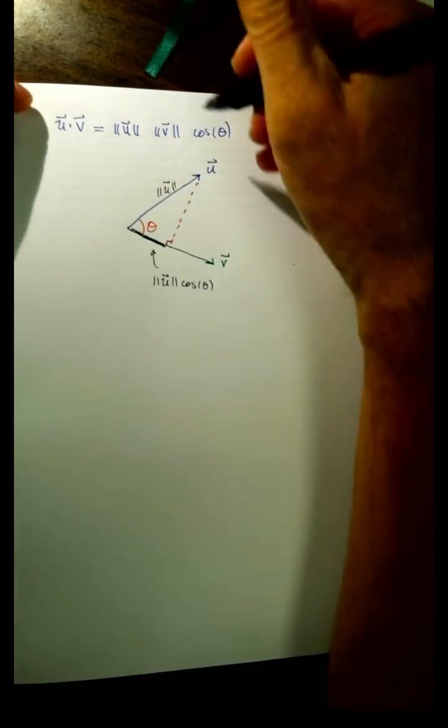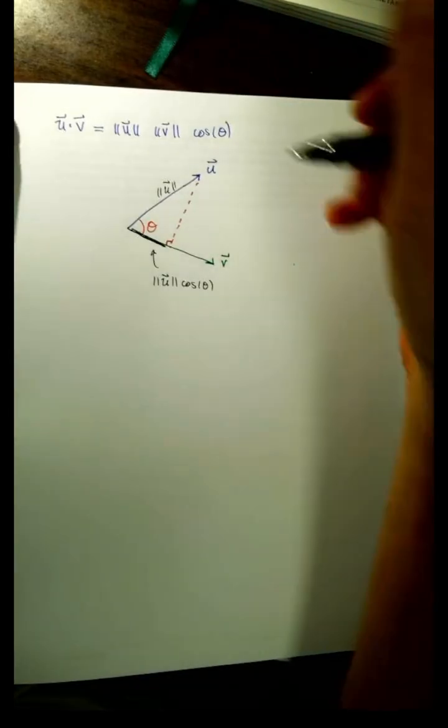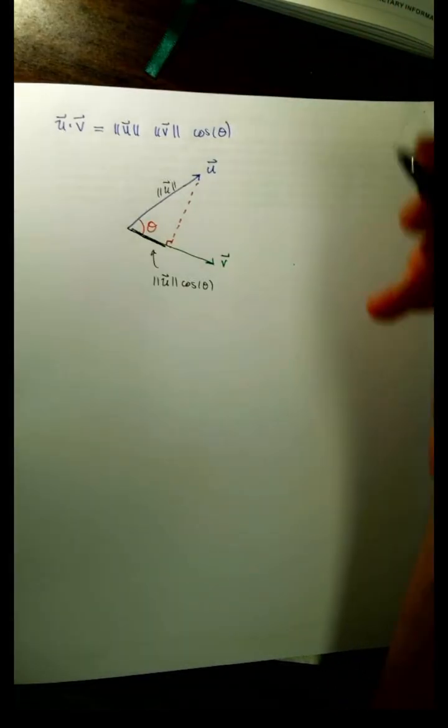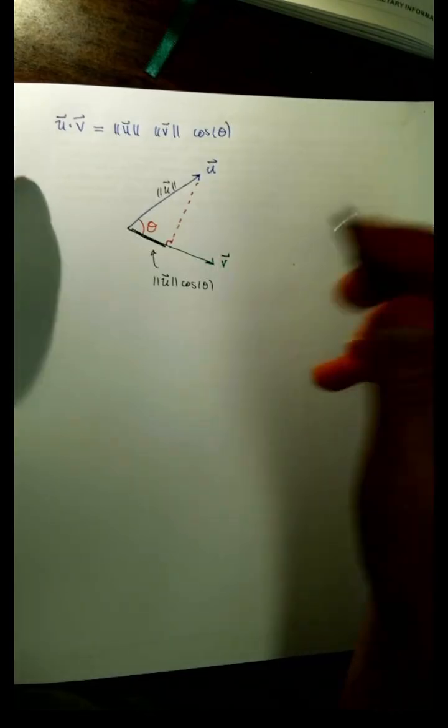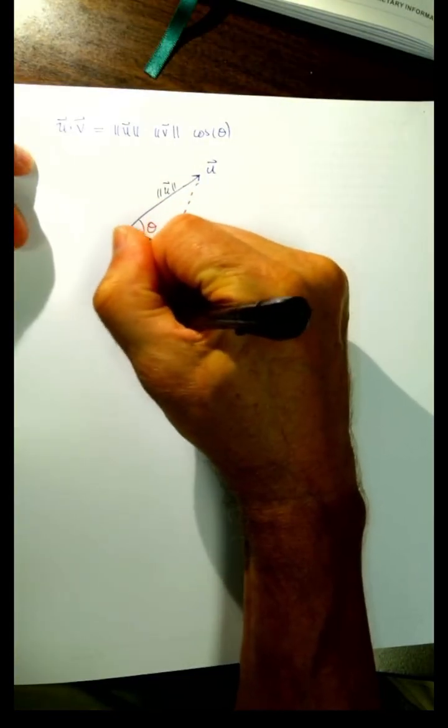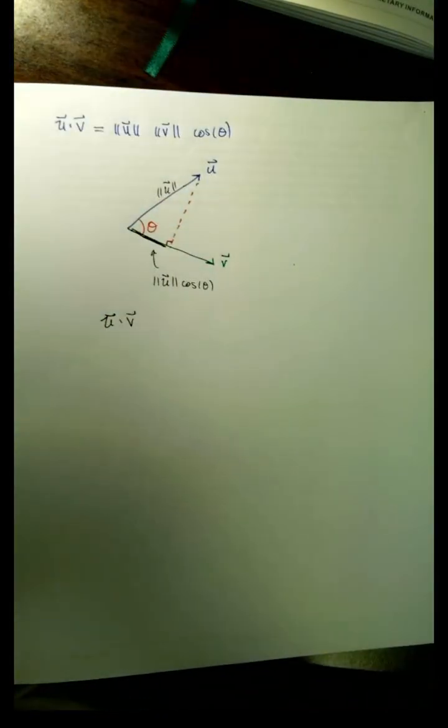Okay, we're not going to go into the details and prove this. You should have seen this in your Calc 3 class, or you will see it in your Calc 3 class if you haven't taken it. But we don't want to get wrapped up in those details just yet. But for now, you should be able to take a dot product of two vectors.